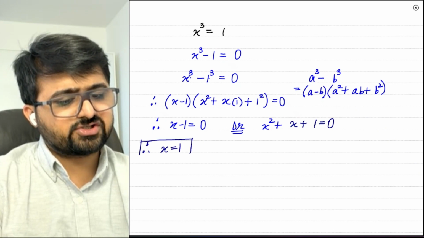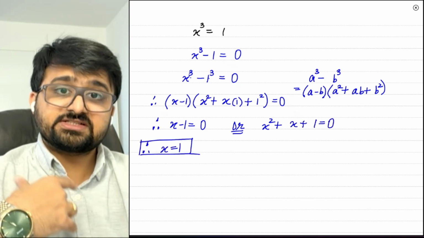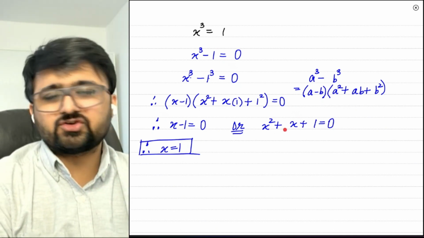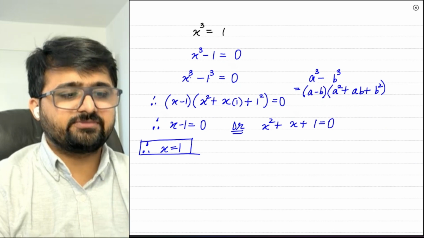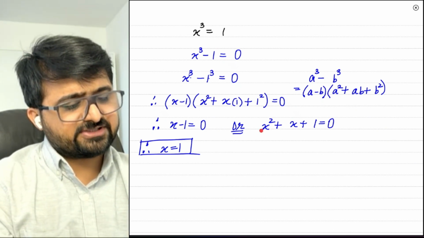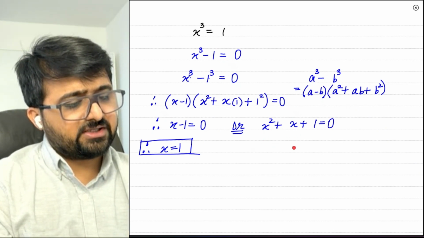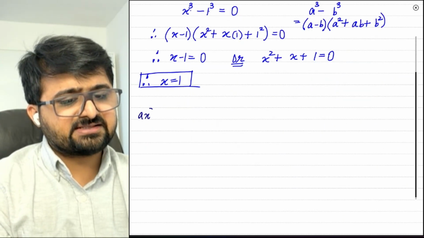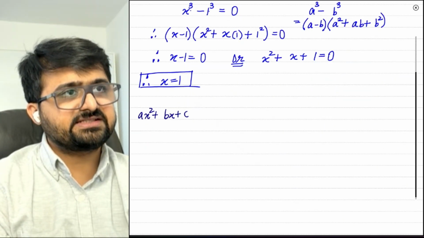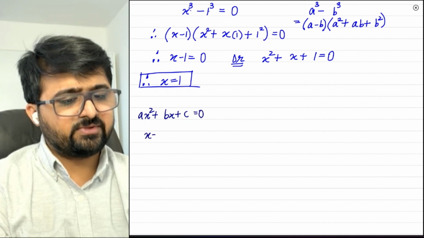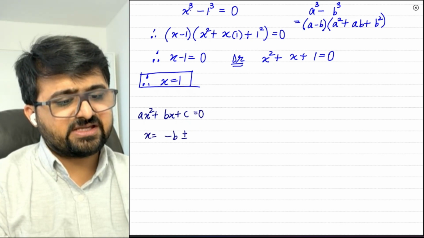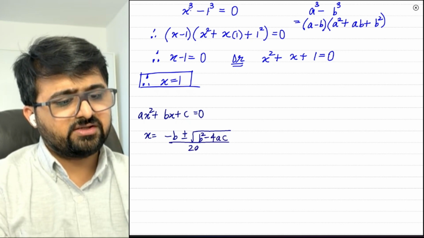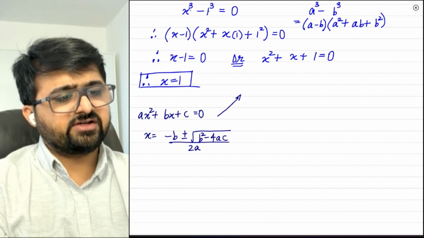That is one solution of this. Now we'll have to solve this quadratic to find another solution. And mind you, this solution is not going to be real. It's going to be a complex number. So let's see what it comes out to be. We know the quadratic formula. Let me just write it down here. If it is ax square plus bx plus c is equal to 0, the formula for x is minus b plus minus square root of b square minus 4ac over 2a. We can just apply that formula over here in this equation.